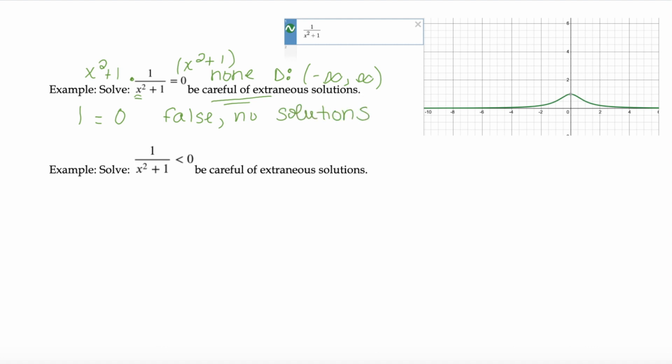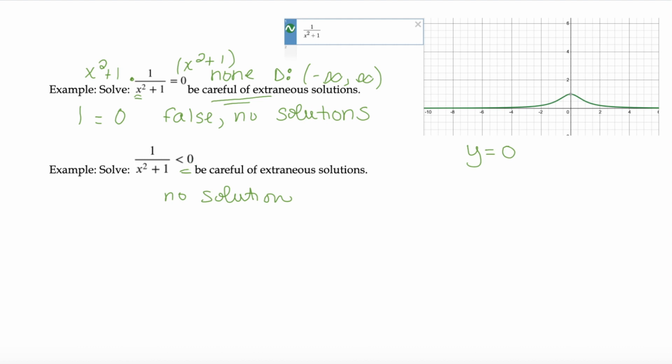So there are no solutions. Similarly, when I want to solve 1 over x squared plus 1 is less than 0, when is my graph less than 0? No solution here as well. And look at the picture on the right-hand side. Notice that y is equal to 0 is in fact an asymptote. So our graph is never going to get below the x-axis. Our graph is never below 0, so there's no solution here.